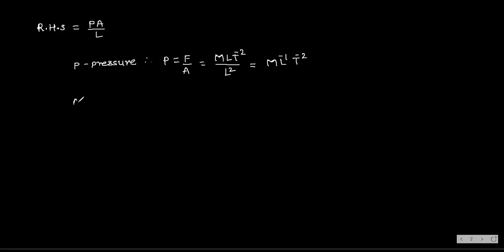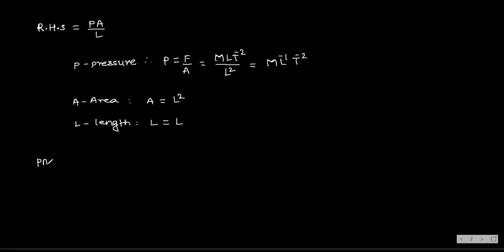Next, A is what? Area. Yes or not? A is area. So area is L square, that is side square. Next, L is what? Length. So L is length, and therefore L dimension is what? Only L. Let's substitute in above equation, that is in this RHS.